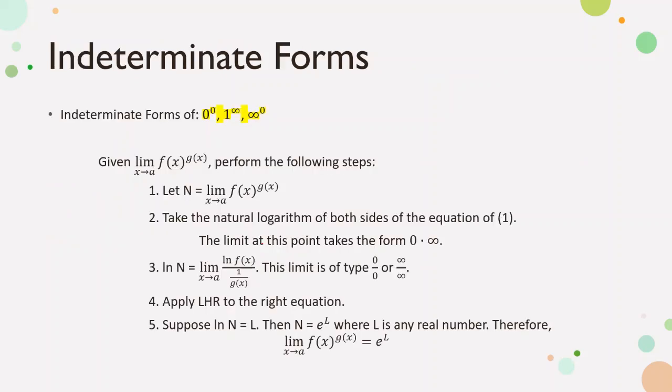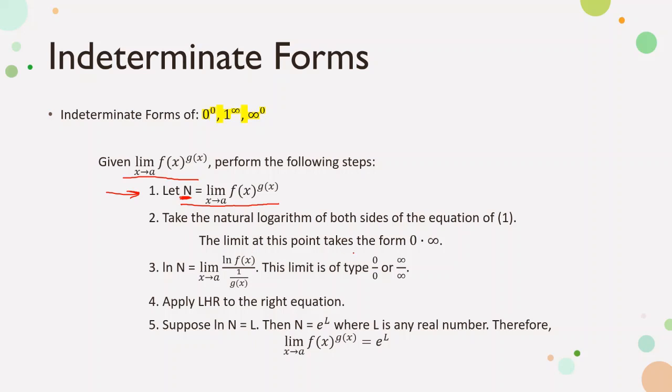So another indeterminate forms that we'll be discussing are 0 raised to 0, 1 raised to infinity, and infinity raised to 0. So given the limit as x approaches a of f of x raised to g of x, perform the following steps. We have to let any variable be equivalent to this, and then take the natural logarithm of both sides of the equation. So we have to take ln of both sides in this form.